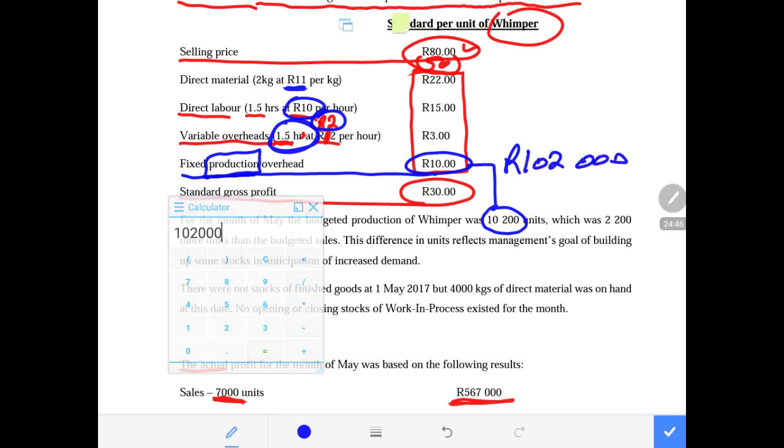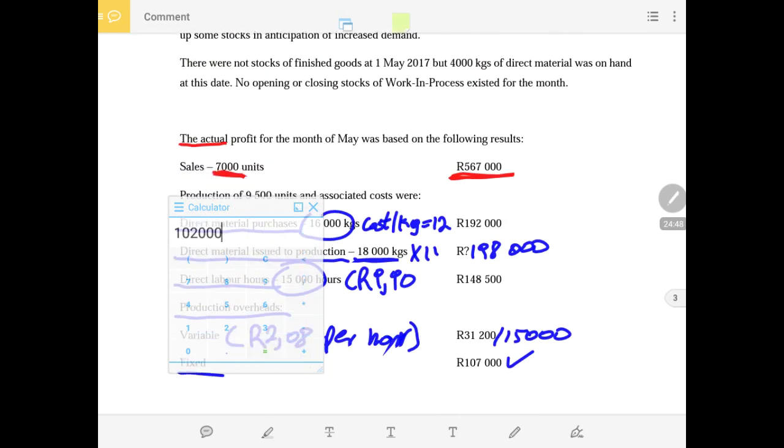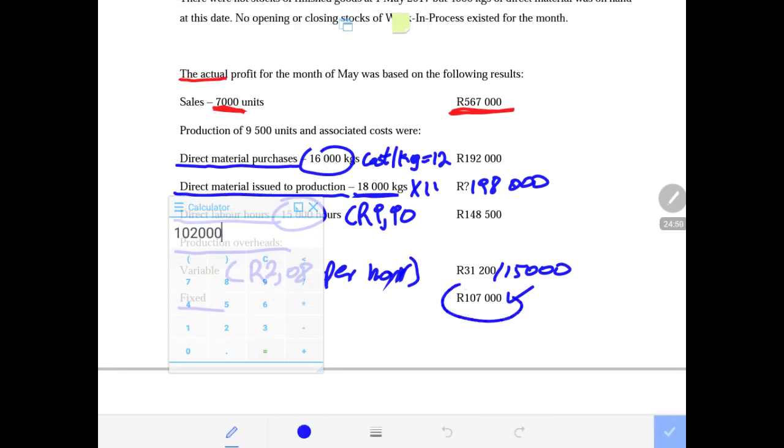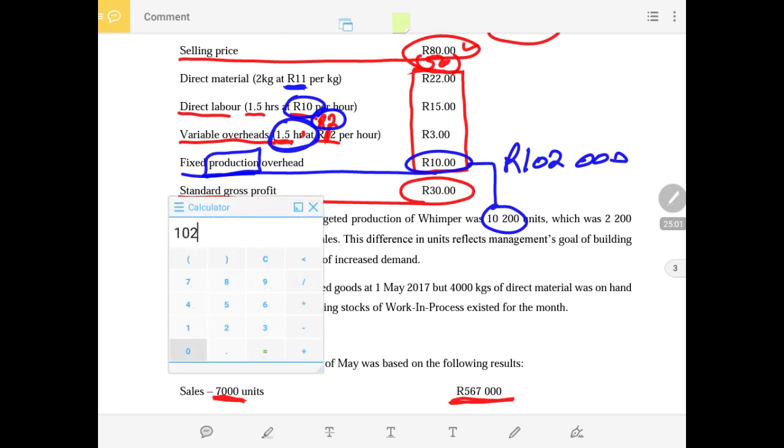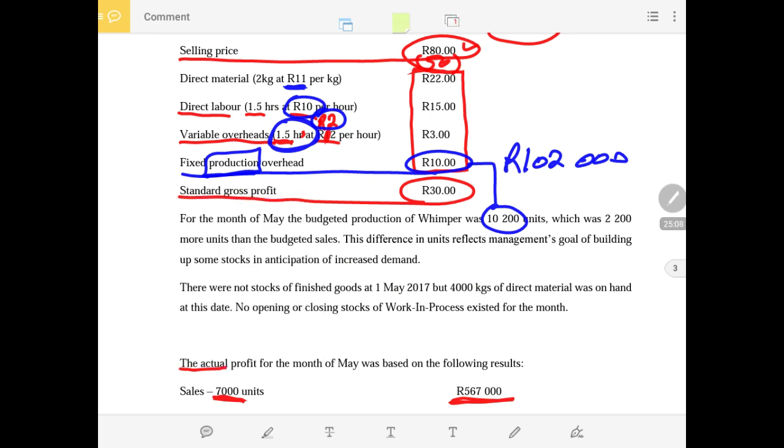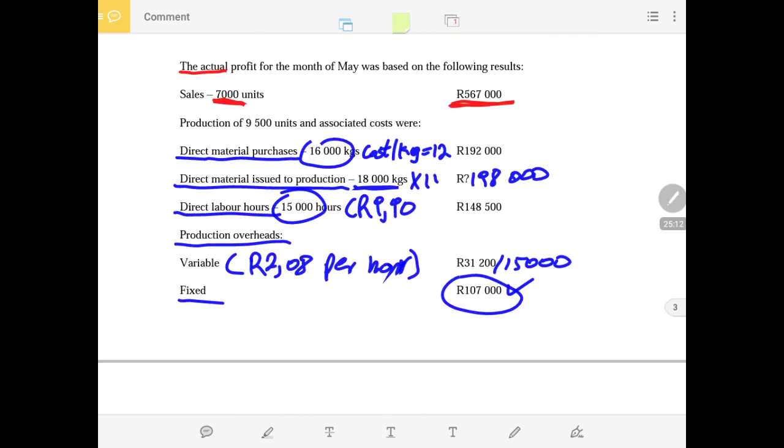And I have seen already that my actual overheads is 107,000. Then I can say minus 107,000, and there will be an unfavorable variance. We have 102,000 minus 107,000. The difference is 5,000, being an unfavorable variance in terms of our fixed overheads.